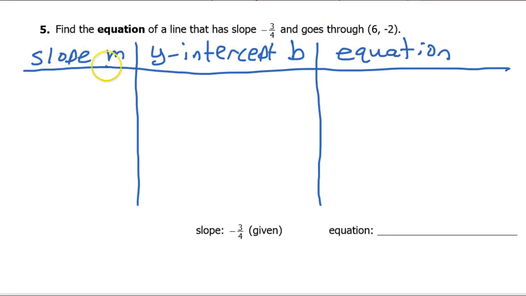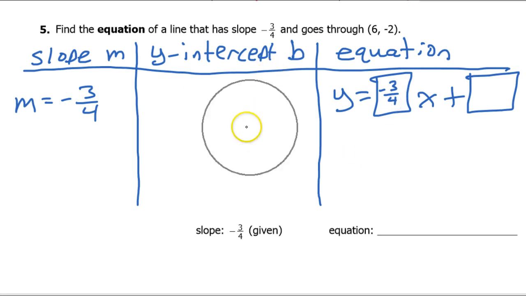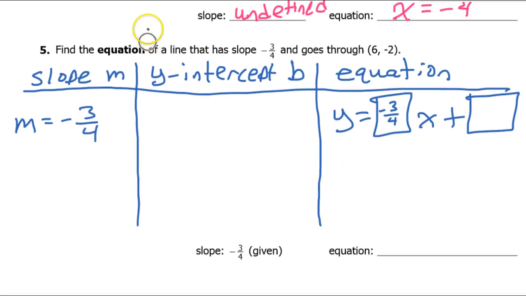Slope M. Well, they gave us the slope this time. Well, let me say this first. When we do the equation, it's always going to be y is equal to something x plus something. But they gave me the slope. So right away I know that the slope is -3/4. So that tells me that the -3/4 goes right there. So all I need to do now is find the y-intercept. So I'm going to use the model y equals mx plus b to do it.